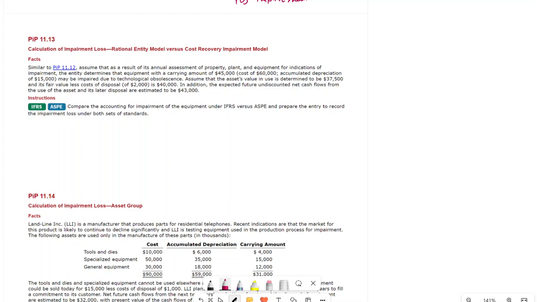First we're doing the rational entity model, and then we are doing the cost model. So let's do my entry and see what they're doing. First, the rational impairment model, rational entity model, is used if a company is filing under IFRS, and the cost recovery impairment model is used by ASPE companies.